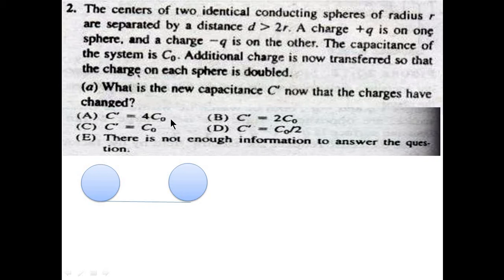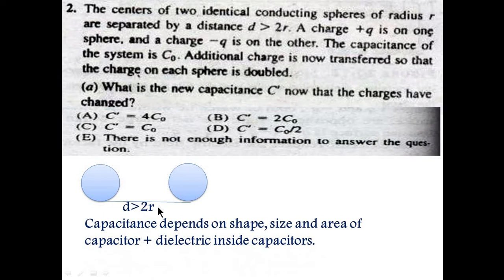It's 4 times the original capacitance, or 2 times the original capacitance, or equal to the original capacitance, or it could be 1 by 2 of the original capacitance, or this information is not enough to give an answer. So now we have these two spheres of radius r, separated from each other by a distance that is greater than 2r. So we have to discuss what the new capacitance is when the additional charge is transferred.